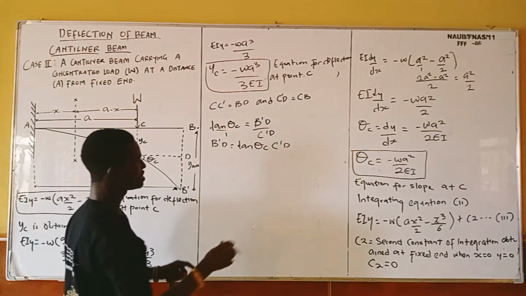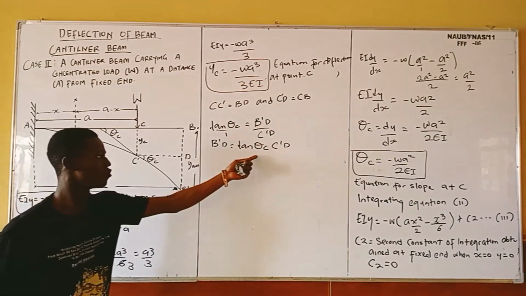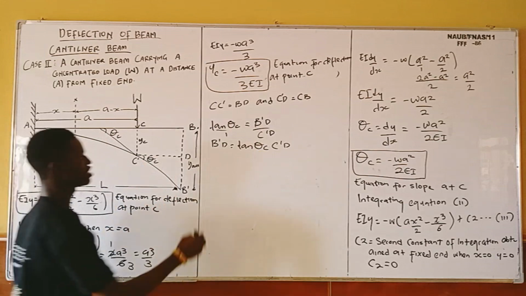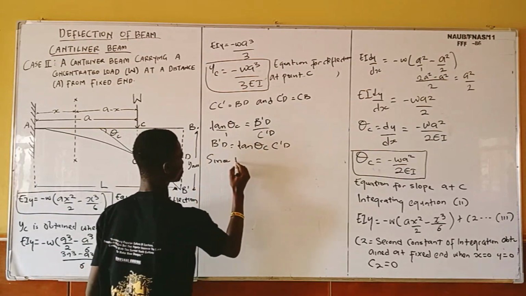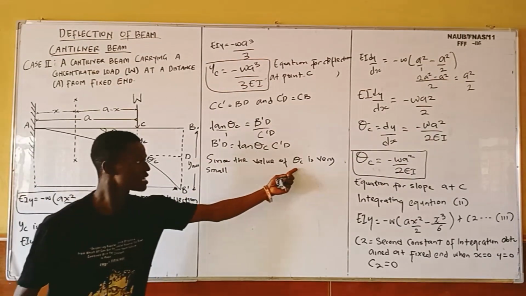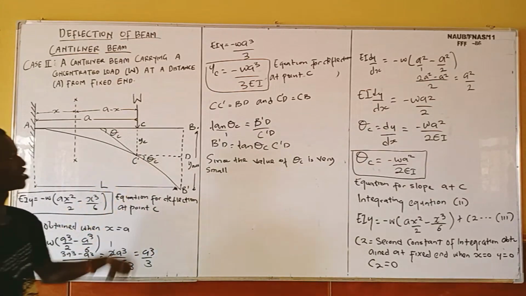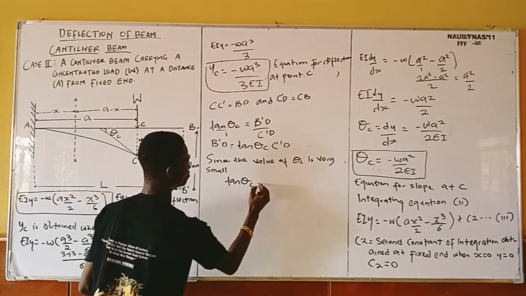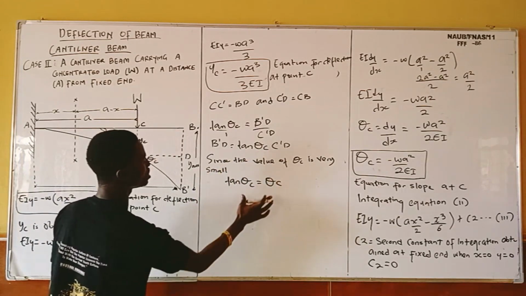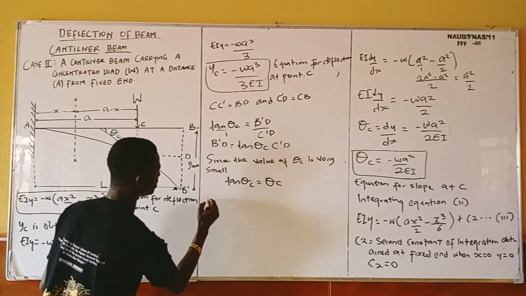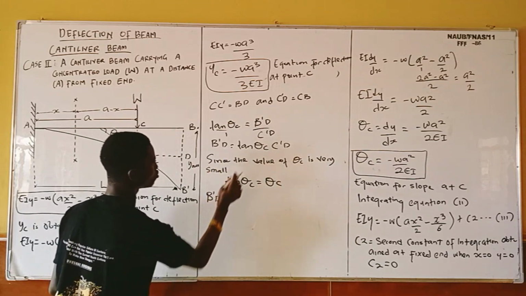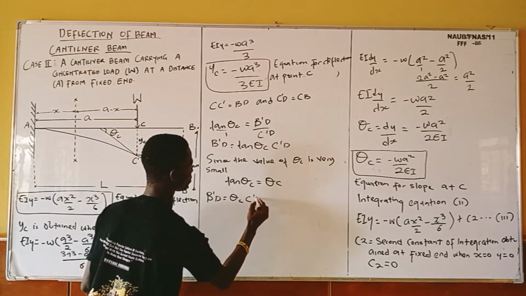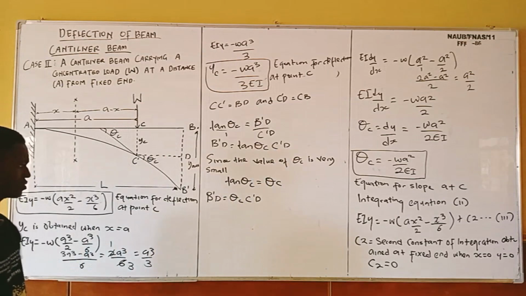I make cross multiply. So now, since the value of our theta c, that is the maximum deflection at c, is very small, therefore tan theta c will be equal to theta c. So now what you are going to have left here is b prime d equals theta c times c prime d.